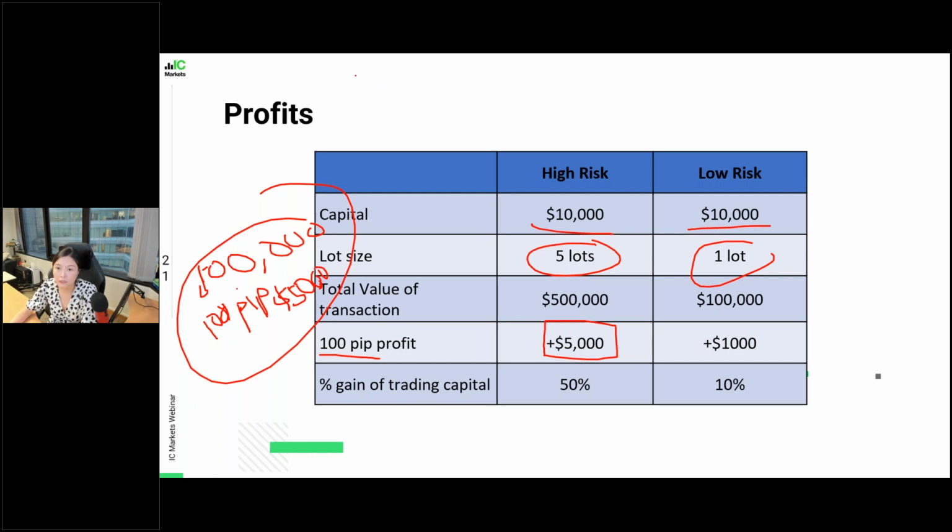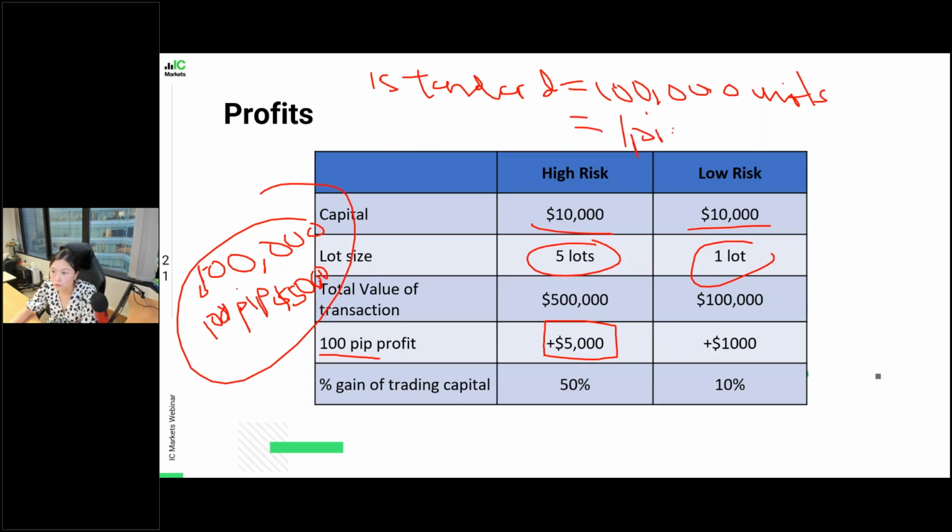Remember, for those who do not know, one standard contract equals 100,000 units, which also equates to 1 pip move on currency. These are all on FX. 1 pip equates to a $10 move. 1 pip move equals $10. Okay, this is standard. So on a high risk 5 lots contract, I actually make $5,000 if it's a 100 pip move.